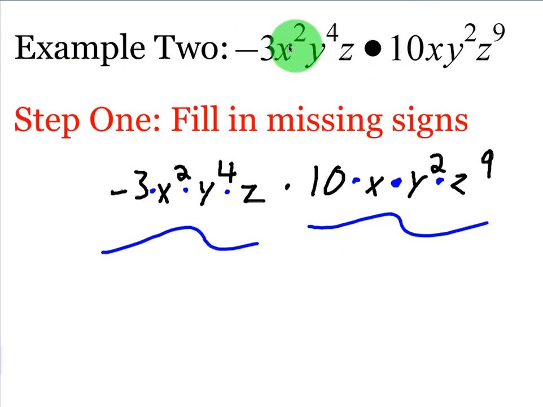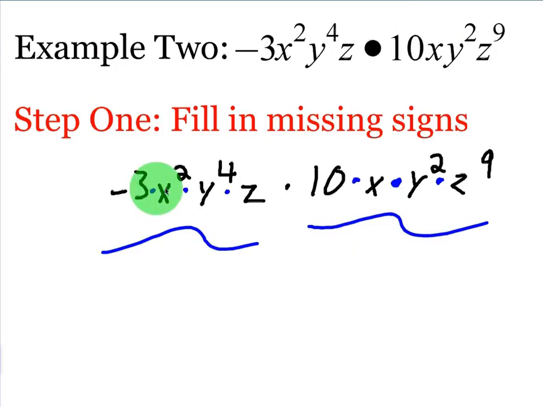We have negative 3x squared y to the fourth z times 10xy squared z to the ninth. Now, when you're adding and subtracting monomials, they have to be the same. You can already see that they don't have to be the same in order to multiply them. Okay, and we've already shown why that multiplication rule works. So just differentiate those two rules. Let's go ahead and do this one.